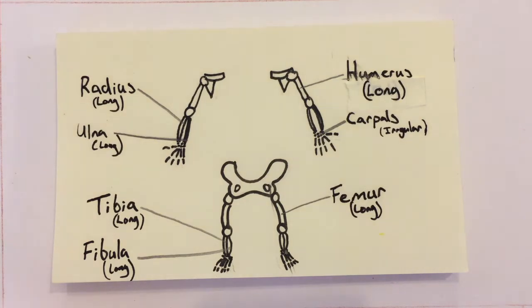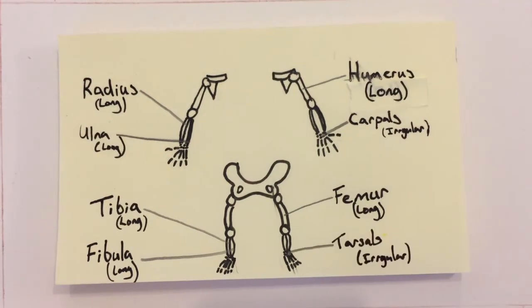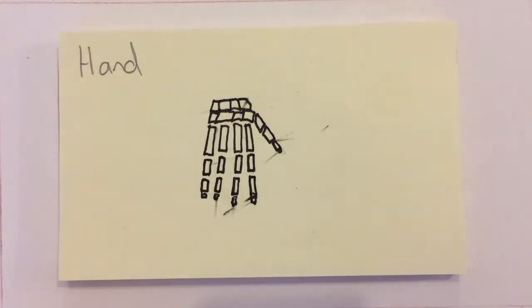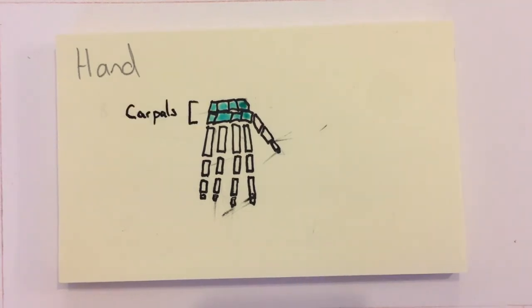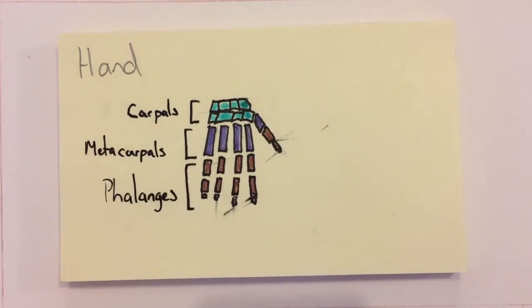Also connect to the tarsals in the foot. The tarsals and the carpals are also irregular bones. When you look at the hand, you can see here that the wrist is also called the carpals, and then the connecting bones are the metacarpals and the phalanges.